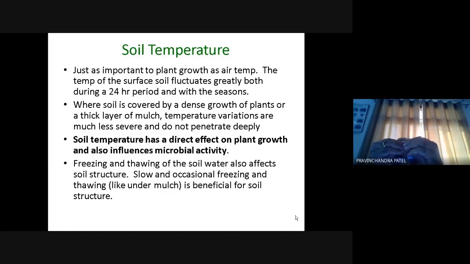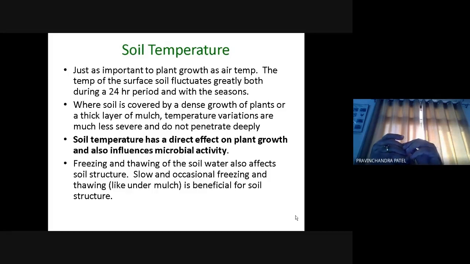Where the soil is covered by dense growth of plants or a thick layer of mulch, temperature variations are much less severe and do not penetrate deeply. Soil temperature has a direct effect on plant growth and also influences microbial activity. So when the temperature is high, then the microbial activity will be reduced. And you know that when the microbial activity is reduced, then there will be less available nutrient to the plant. So it influences plant growth.